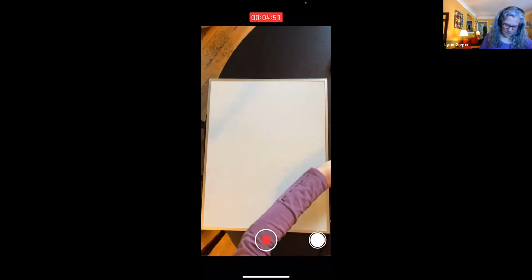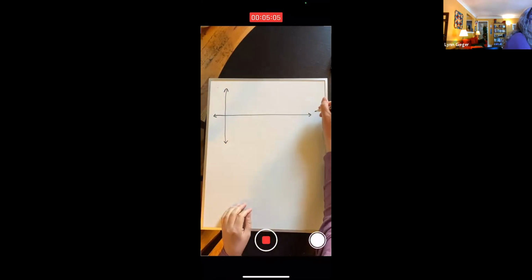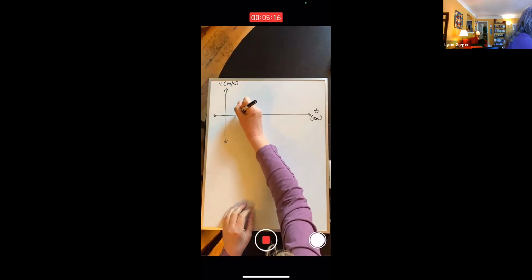All right. So this was the part I think that gave people the hardest time, was something like this. Let's take a rough graph. And I'll have this be time in seconds, and this is velocity in meters per second.